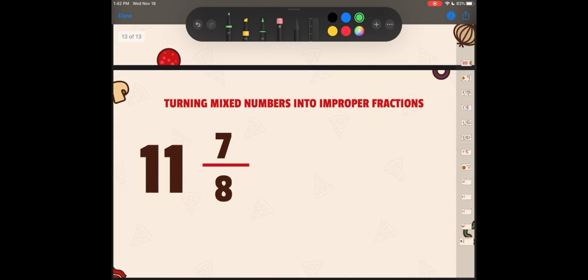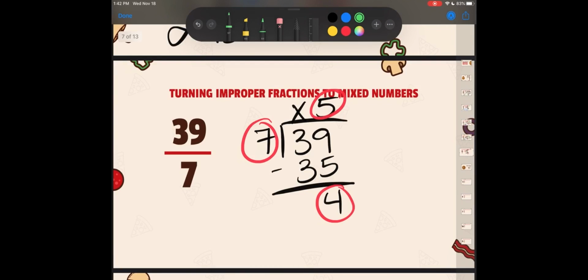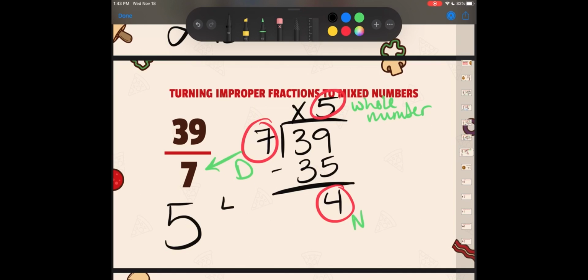So these are our important pieces: 5, 4, and 7. 5, the whole amount of times that 7 went into 39, is our whole number, right? Our denominator, which was 7, which is what we divided by, stays our denominator. And then our remainder becomes our new numerator. So I put it all back together to get my answer, and we get 5 and 4 sevenths.